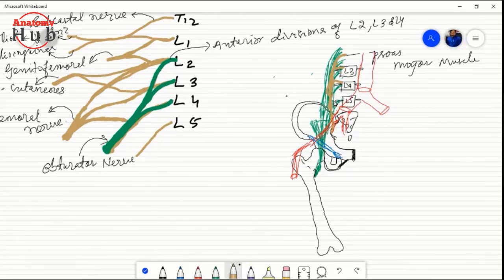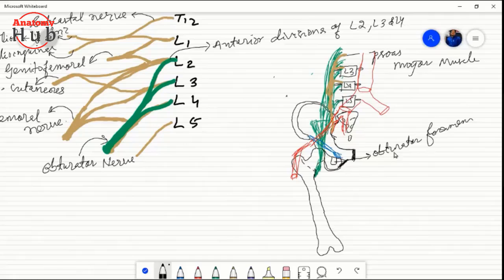Now our concern is about this obturator nerve, right? So this obturator nerve comes downward at the medial margin of the psoas major muscle, posterior to this artery, the common iliac artery, right? Here it is just posterior to the common iliac artery. Okay, then it comes downward along the pelvic wall towards the obturator foramen. This is your obturator foramen.